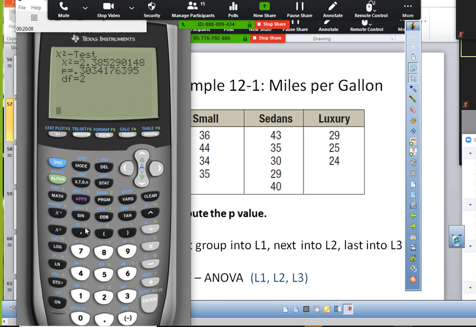Here we go, turn it on, clear, stat, edit. Now I'm going to clear out all my tables so I don't have them in there already because that's kind of cheating. So when you get to your lists, type these in, 36, 44, 34, 35, and then double check, ooh, I already made a mistake, that's 44, okay, 43, 35, 30, 29, 40, 29, 25, 24.